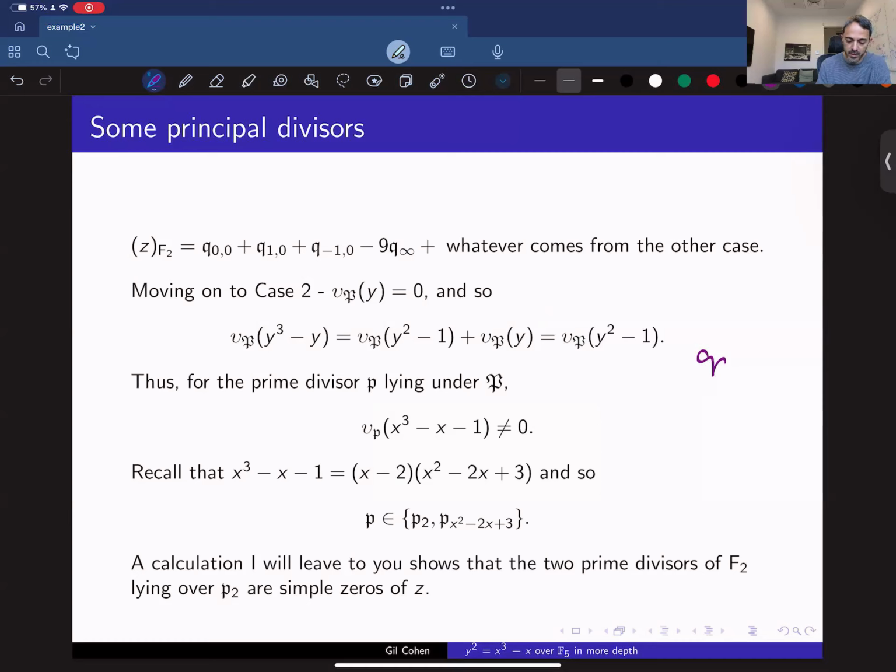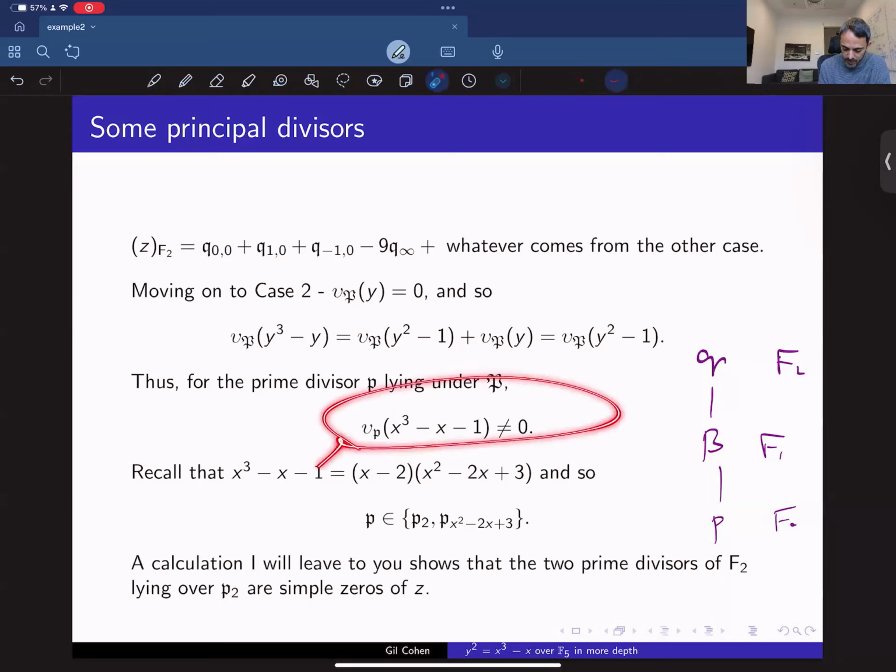a 0 or a pole of z in F2, we said it lies above capital P, which we are searching for. And then we said that capital P has to lie above a small p such that this holds. Right? That's the only places we have to look at.